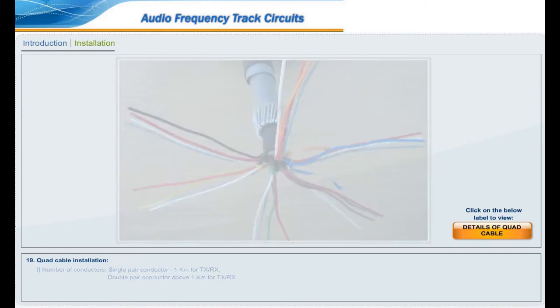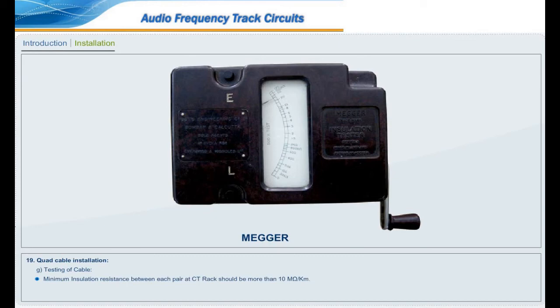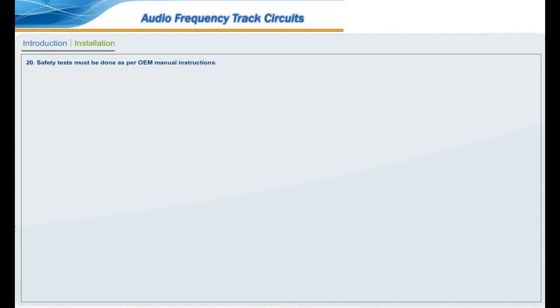Testing of cable. Minimum insulation resistance between each pair at CT rack should be more than 10 mega ohm per kilometer. Loop resistance of each pair shall be maximum resistance of 56 ohm per kilometer at 20 degrees Celsius. Safety tests must be done as per OEM manual instructions.